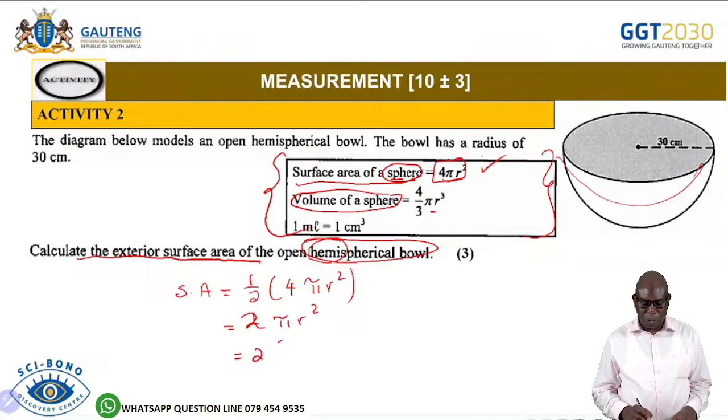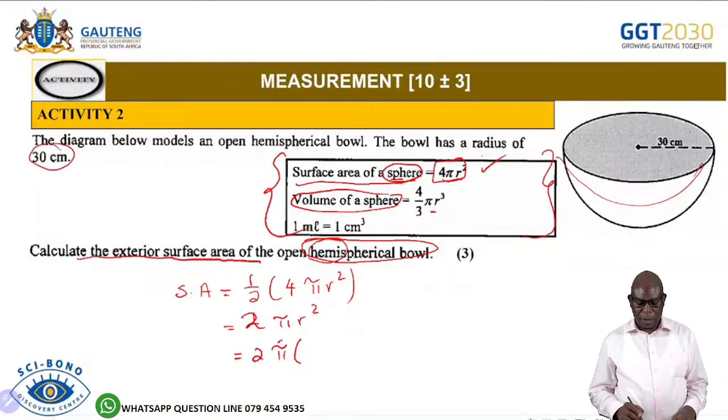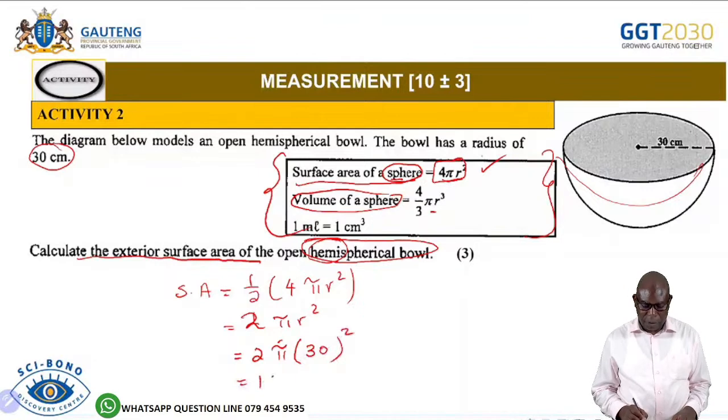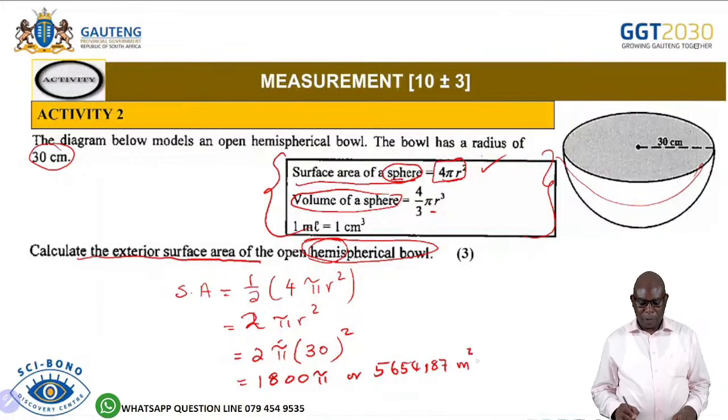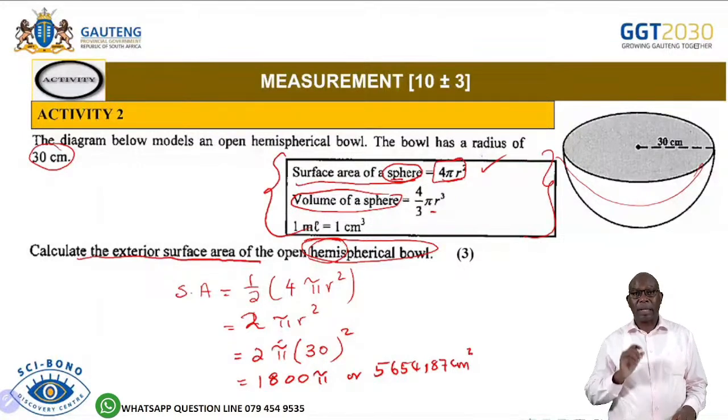So I just substitute the value of r. I look there, the radius is given as how much? 30. I substitute by 30, then I multiply out. My answer becomes 1800 pi, remember, this is squared. Or if I use my calculator, it's going to be 5654.87. Remember, it's meters squared or centimeters squared because it's that area.